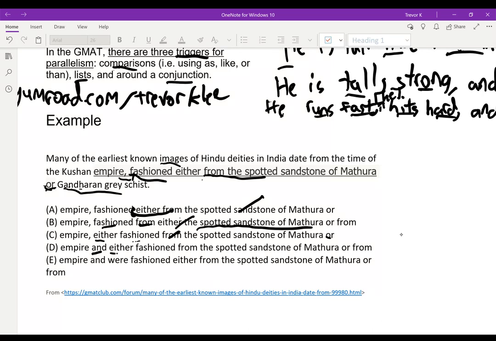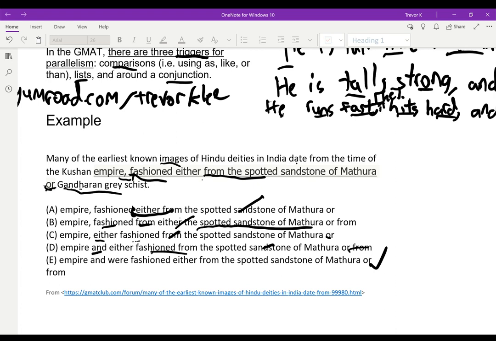So shouldn't it be something like many of the earliest known images date from the time and fashioned? No. So this is messed up. This parallelism's messed up here. And then I've still got this mess going on here, where it should be either fashioned or fashioned. So it should be like either fashioned from the spotted sandstone of Mathura or fashioned from Gandharan gray schist. This is also messed up. So now E, by process of elimination, must be correct, but let's make sure we know why it's correct.